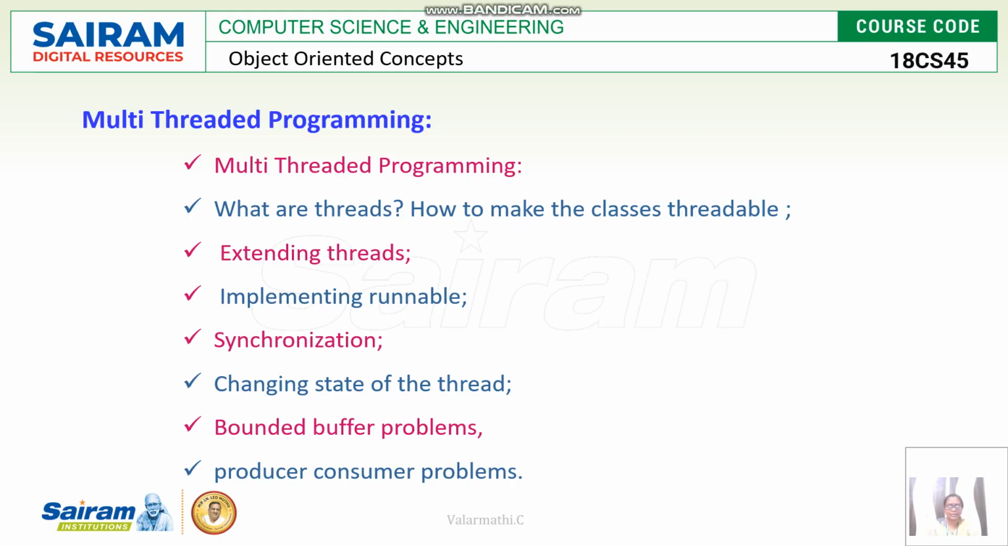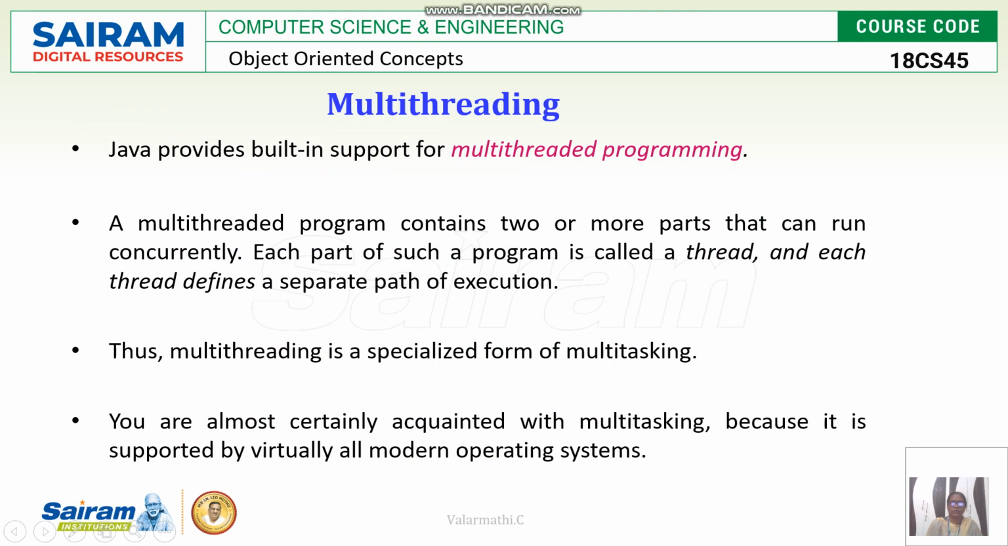In multi-threaded programming, we are going to discuss these concepts. First concept is multi-threaded programming introduction. What are threads? How to make a class threadable. Extending threads. Implementing runnable concepts. Synchronization. Changing the state of your thread. And bounded buffer problems, producer consumer problem. So these are all the points we are going to discuss in this topic of multi-threaded programming.